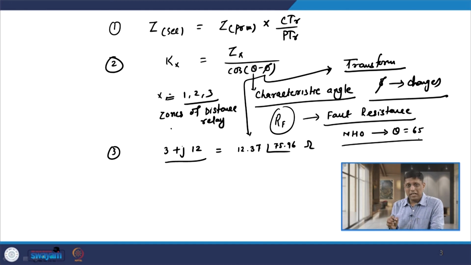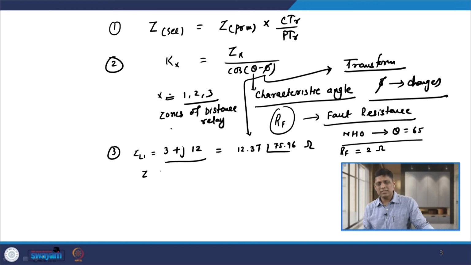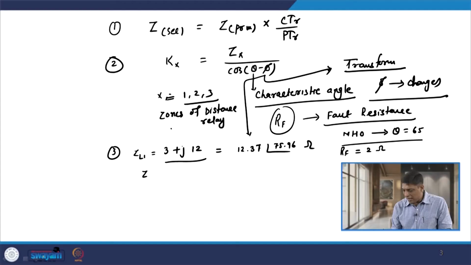Now, suppose this characteristic is also able to incorporate fault resistance RF, equal to, let us say, 2 ohm. This is your ZL1. Whenever I calculate the value, I need to again calculate my primary impedance, and whenever I include this primary impedance, we need to also consider the value of RF in that. So, let us consider one example.